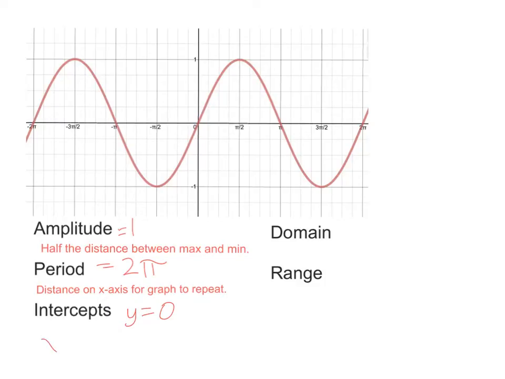So the x-intercepts are at every pi. So we could say n pi, every pi. Negative 2 pi, negative 1 pi, 0 pi, which is just 0, 1 pi, 2 pi, 3 pi, 4 pi, and it keeps going. So n pi, if n is an integer. So positive and negative.